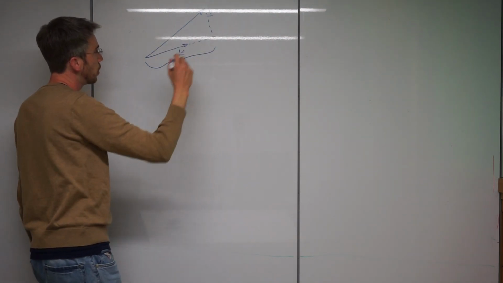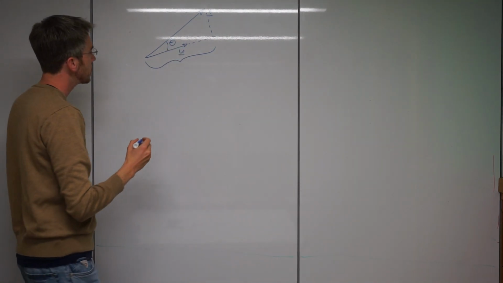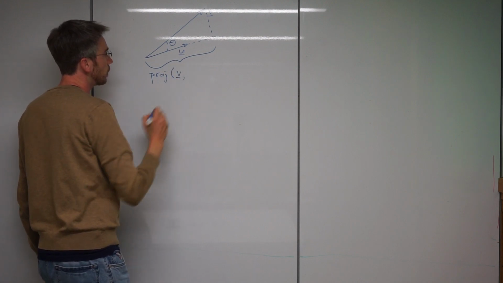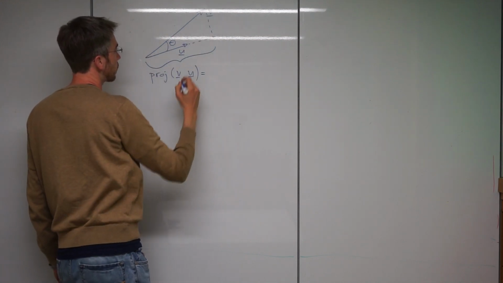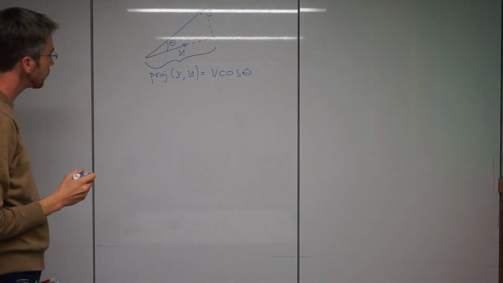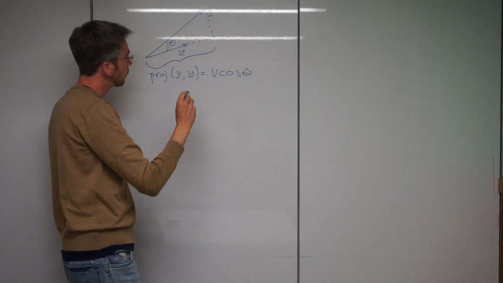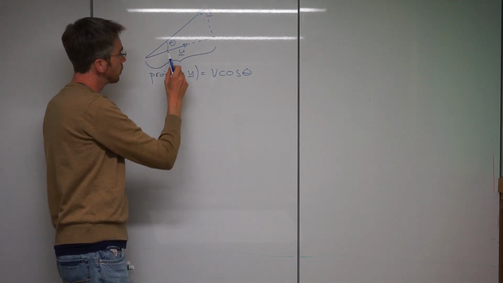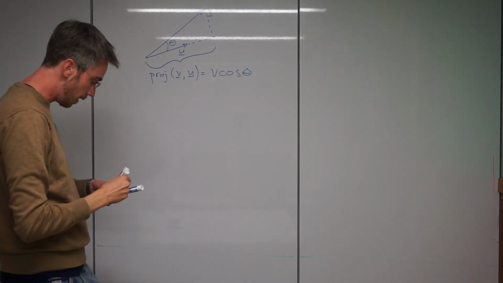And based on the geometry of the sketch, if we know that this angle is theta, we can see that the result of projecting v in the direction of u will be the length of v cos theta. Now it would be useful if we could relate the coordinates of v and the coordinates of u to this calculation. So let me separate that out into a new sketch.